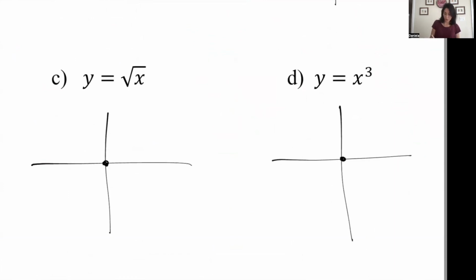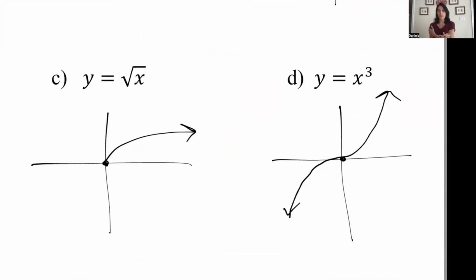The square root function is only a quadrant 1 function. It looks like that, okay? And then last but not least, a cubic function in part D, that kind of looks like that. Okay, so kind of like a little sideways S. So those all go through the origin.